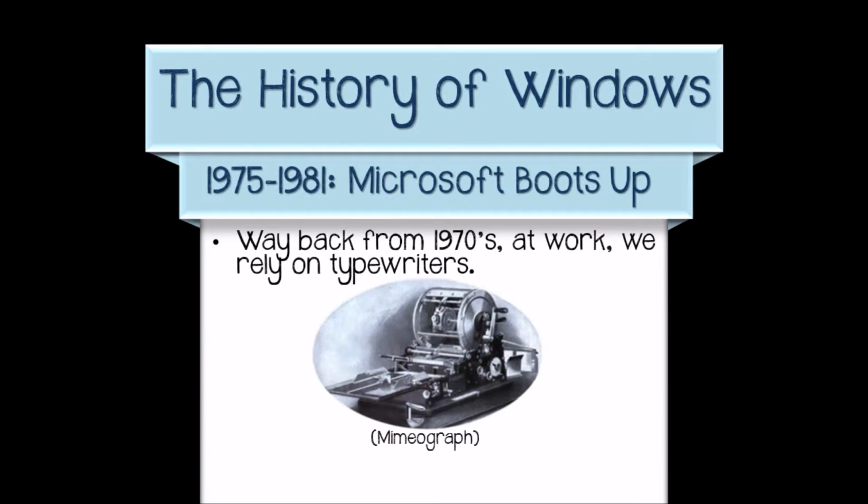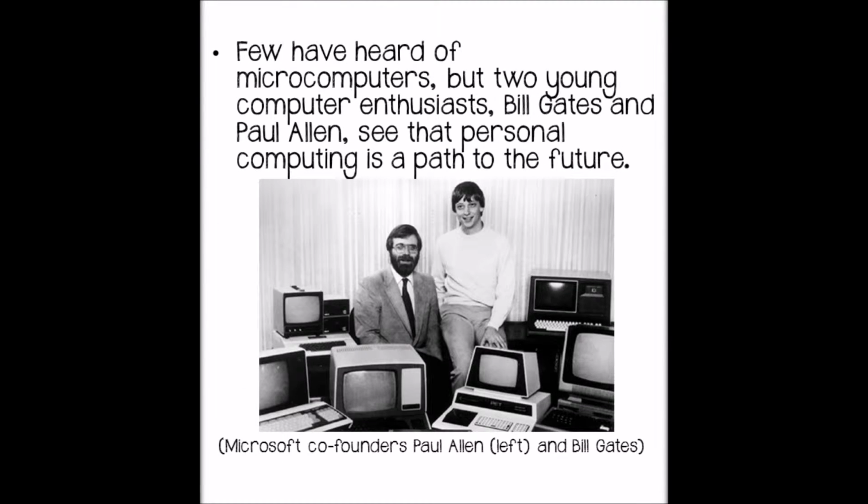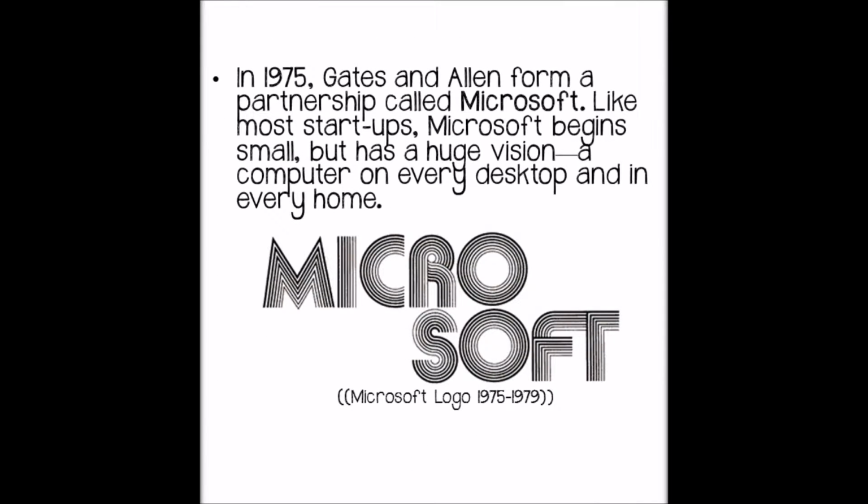1975 to 1981, Microsoft boots up. Way back in 1970, at work, we rely on typewriters. If we need to copy a document, we likely use a mimeograph or carbon paper. Few have heard of microcomputers, but two young computer enthusiasts, Bill Gates and Paul Allen, see that personal computing is a path to the future. In 1975, Gates and Allen form a partnership called Microsoft. Like most startups, Microsoft begins small, but has a huge vision: a computer on every desktop and in every home. During the next years, Microsoft begins to change the ways we work.